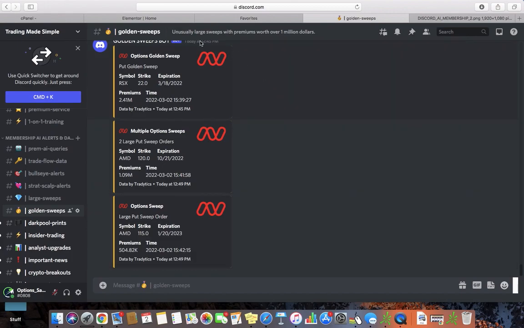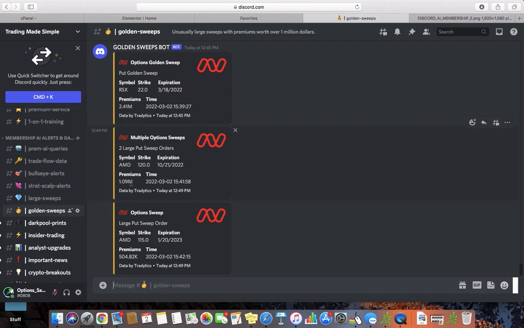Golden sweeps, usually large sweeps with premiums over $1 million. AMD, this is a put, strike at 115. And 504,000 came in for AMD. Another one for 1,000,009 for AMD. This was a strike price of 115. That's of 120. This one is wow. That's a leap right there. 120.23. This is in October.